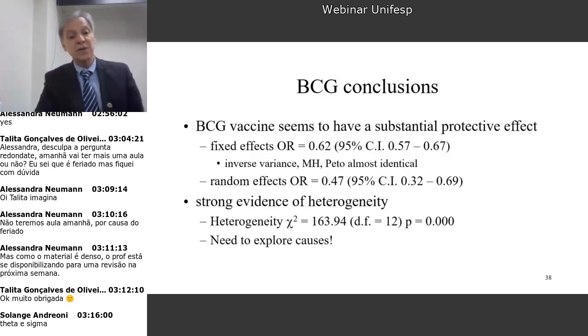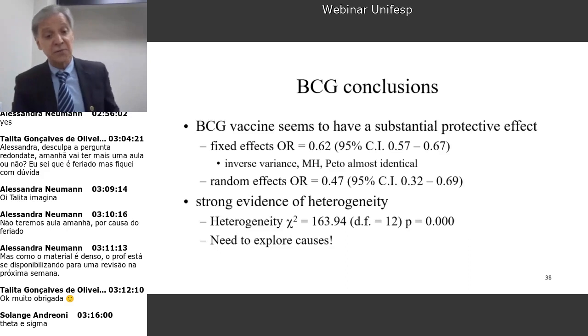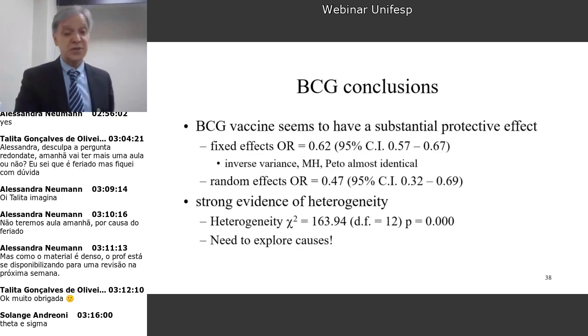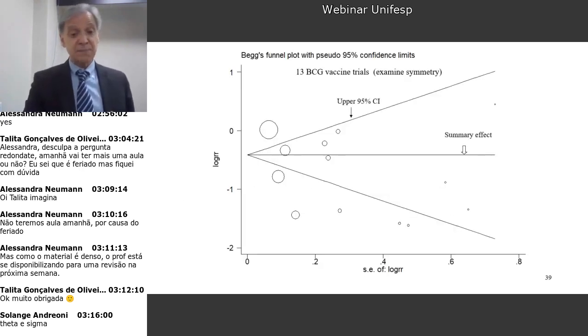So the BCG conclusion is it seems to have substantial protective effect. Fixed effects odds ratios gives 0.62, random effects give 0.47, because there are some biases. When you do the random effect, you control better for a lot of stuff. They're calling the stratified analysis a kind of a fixed effect. Okay, it is. Strong evidence of heterogeneity, yep, it's pretty high. Need to explore, of course, so I trust more the random effect than the fixed effect because the heterogeneity is very high. And you see the publication bias in the funnel plot.